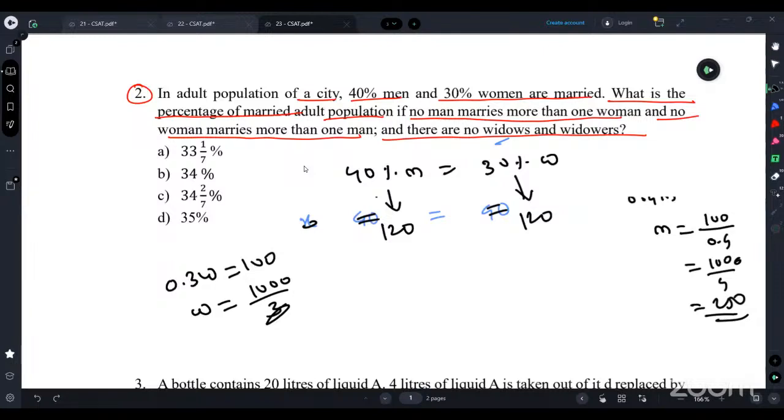Now what I will assume is, I will take 120 as the number of men and 120 as the number of women who are married to each other. Now what will be this value? 0.4 times m is 120. So what will be the value of m? It will be 1200 by 4, so that will be basically 300.